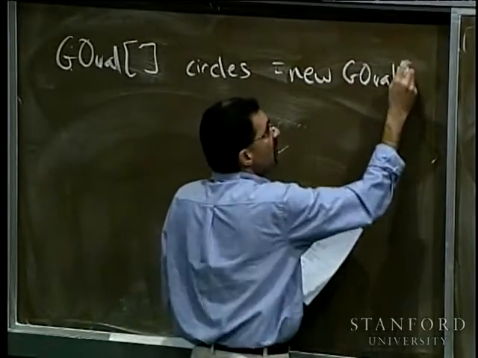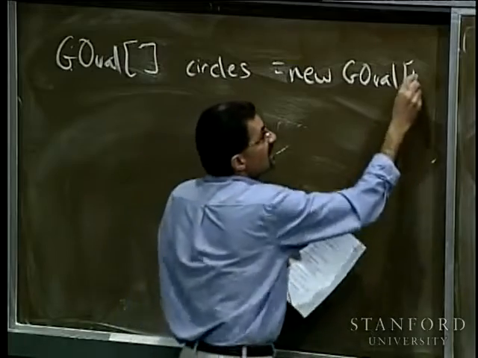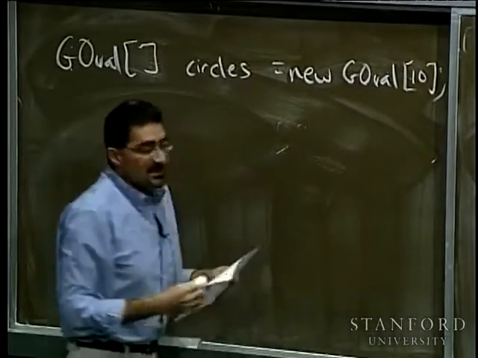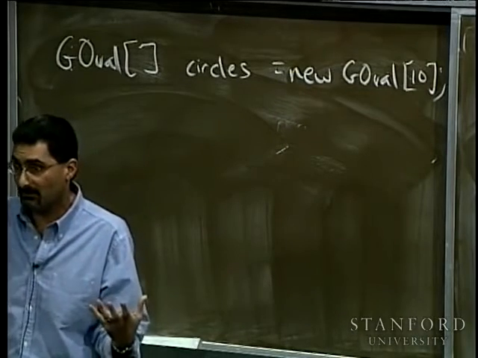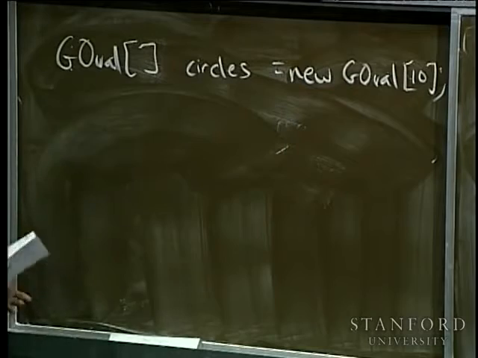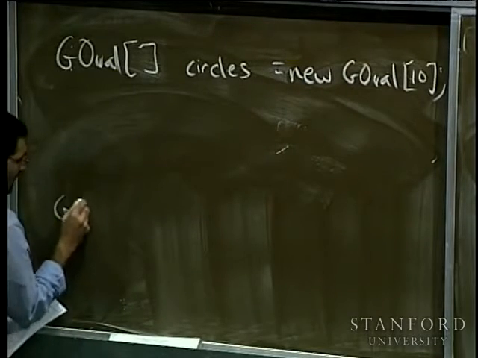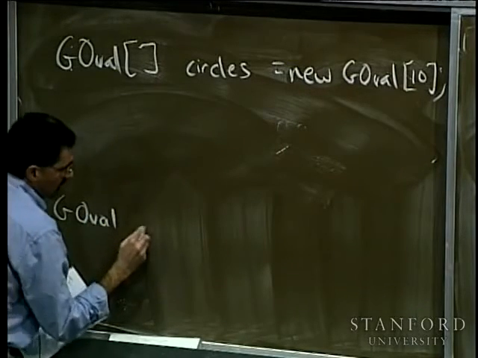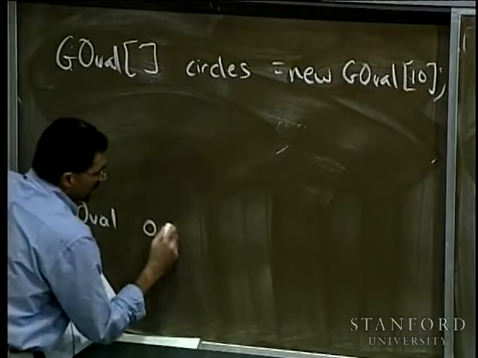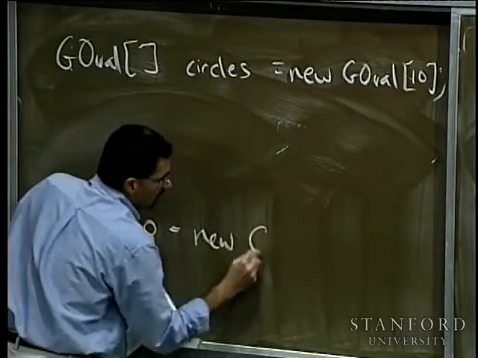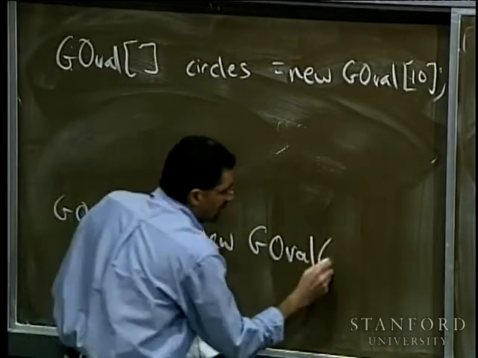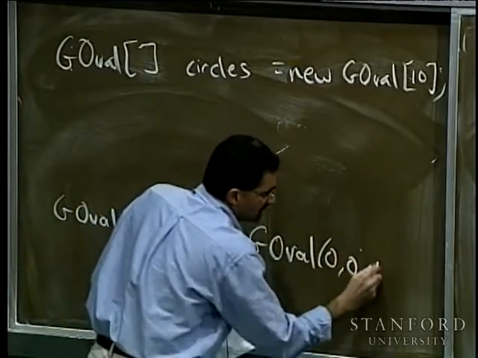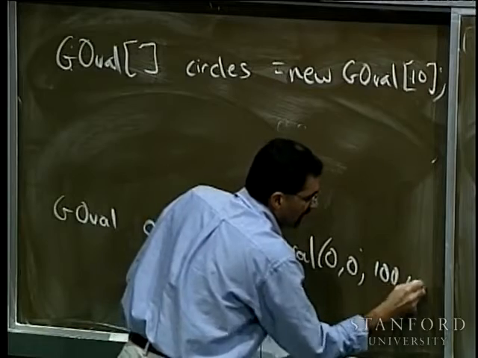I say new GOval, and then let's say I want to have 10 of these things, I put a 10. Notice this looks different. Even though I use the new, it's different than the syntax for creating one new oval, right? If I wanted to create one new oval, I would say something like, I'll put it down here, GOval, and I'll just call this O for oval, equals new GOval, and then I would give it the parameters for the constructor, like some original xy location and some size, maybe 100, 100.